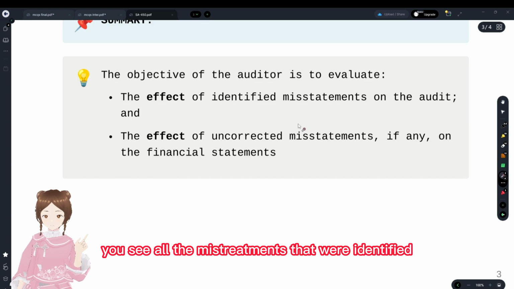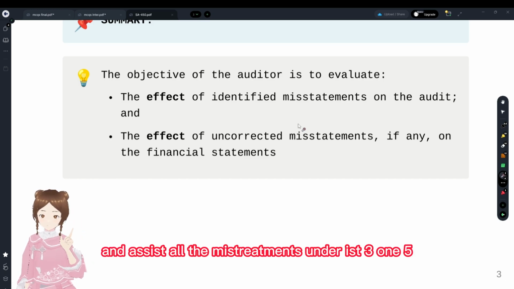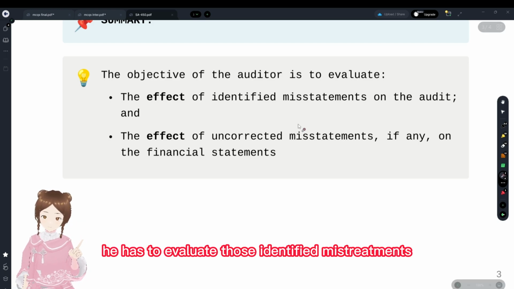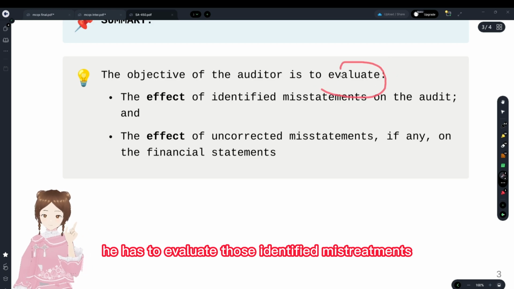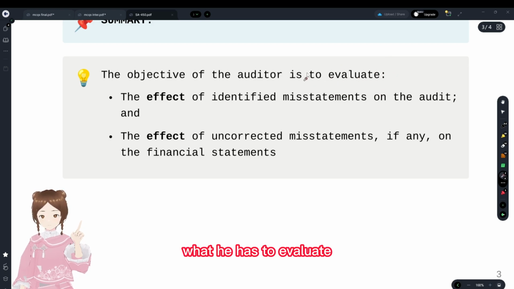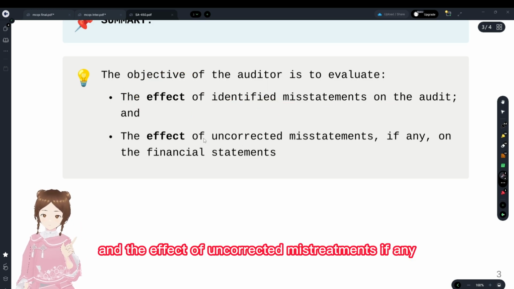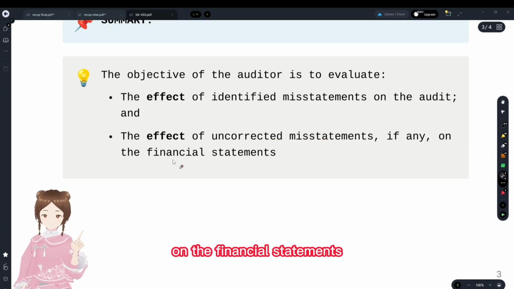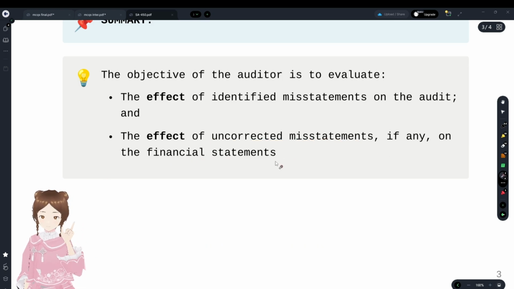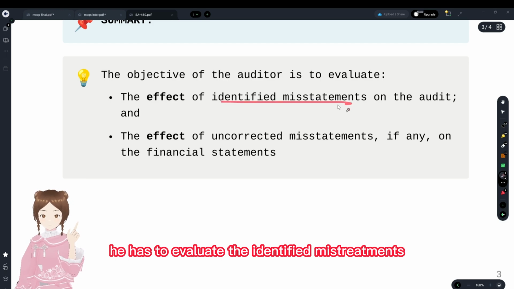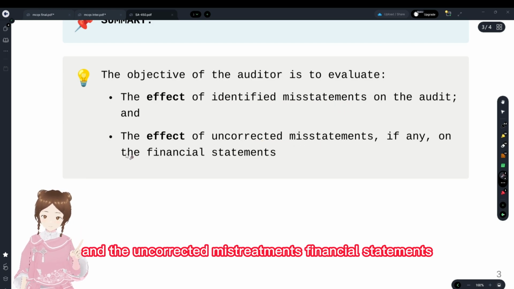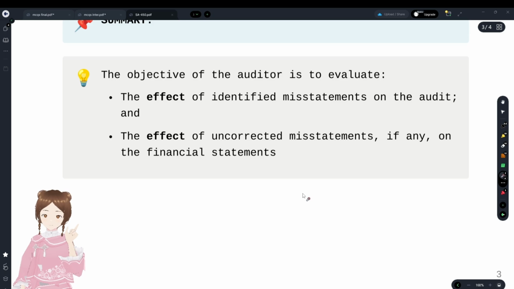You see, all the misstatements that were identified and assessed under SA 315, now he has to evaluate those identified misstatements. He has to evaluate the effect of the identified misstatements and the effect of uncorrected misstatements, if any, on the financial statements.